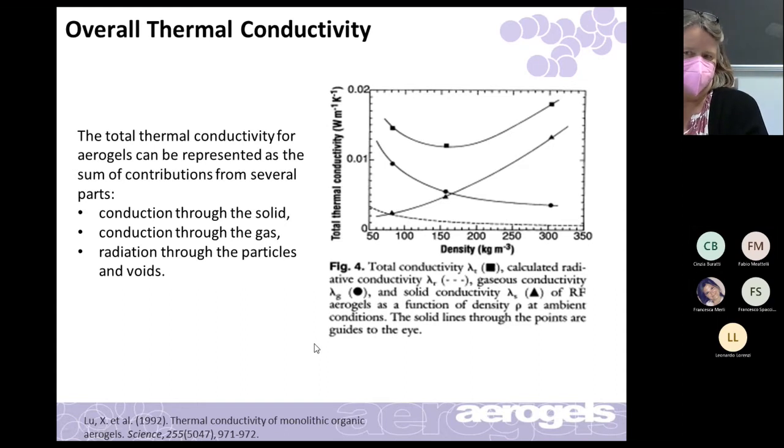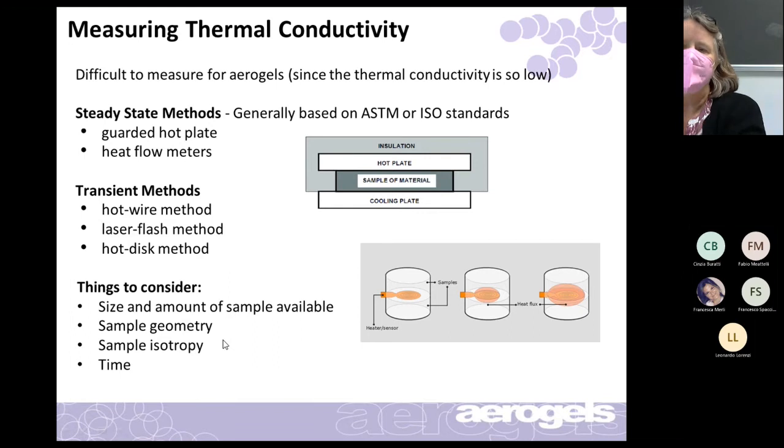So I'm going to switch gears a little bit and talk about how to measure thermal conductivity. This will probably take me about 10 more minutes, and then we'll take a break and I'll switch to talking about gas flow and aerogels. It's very difficult to experimentally measure the thermal conductivity of an aerogel because it has very low thermal conductivity. It's very insulating.